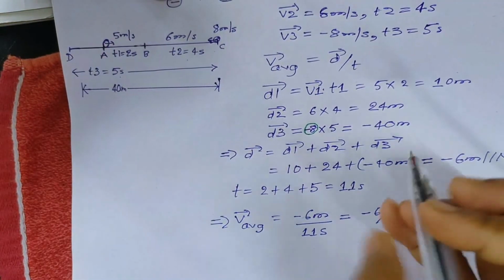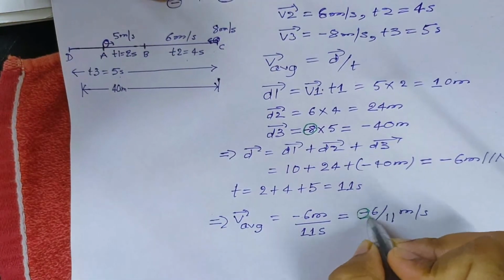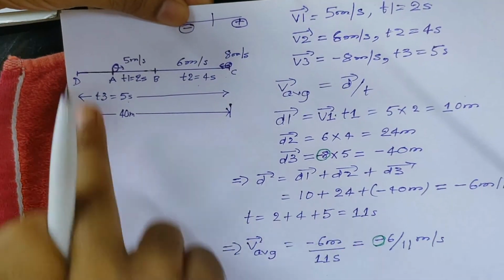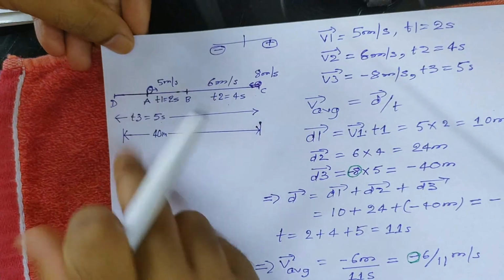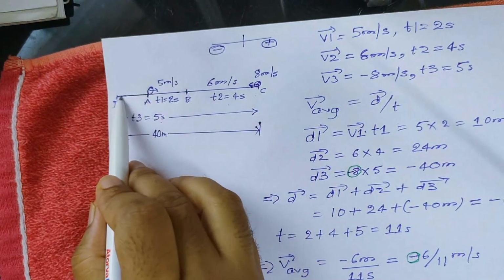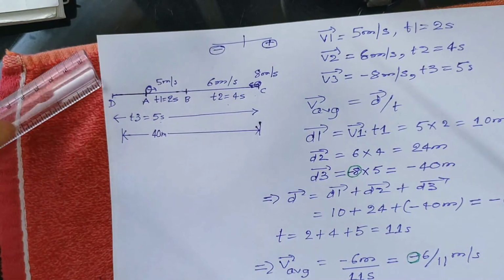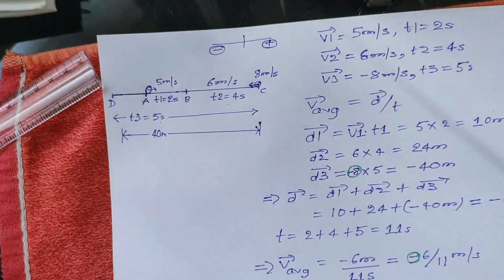Minus, what is the meaning of minus here? That means the net displacement of the object is in the negative direction from A to D, right? So that is all about average velocity with concepts.